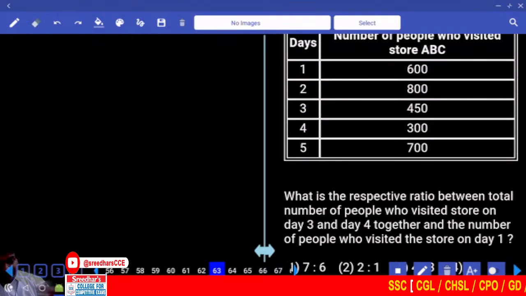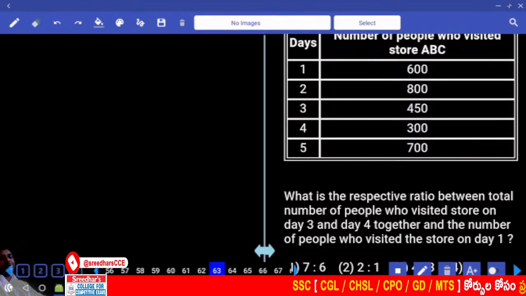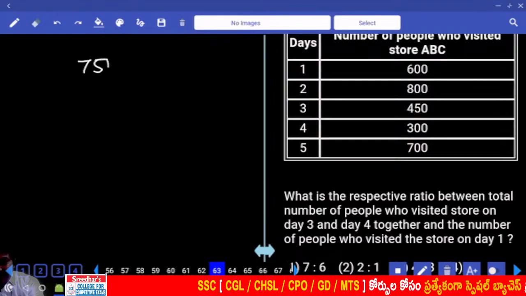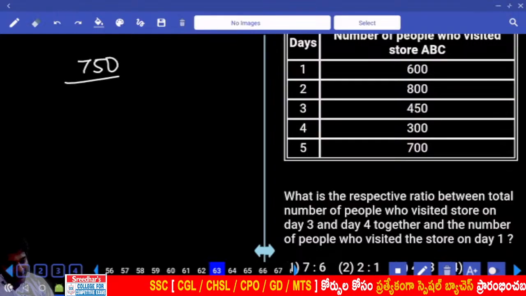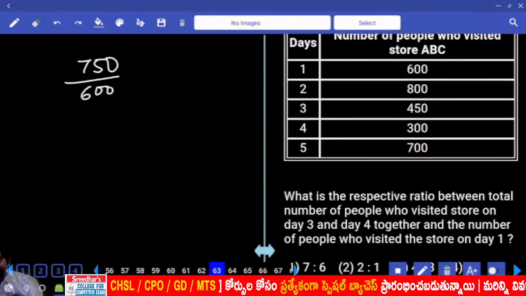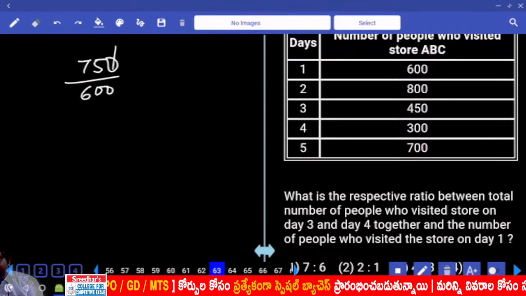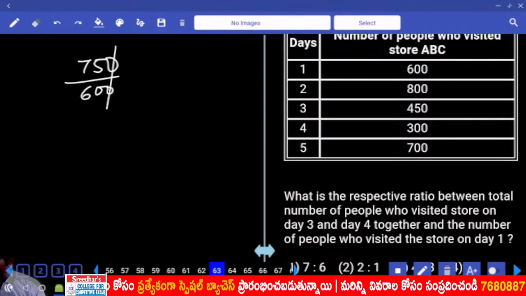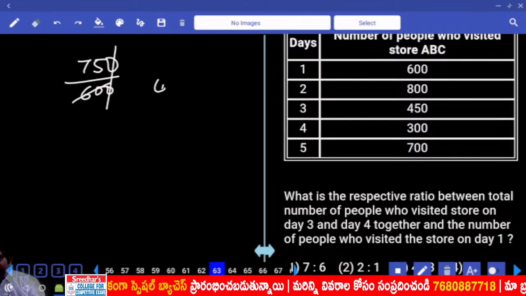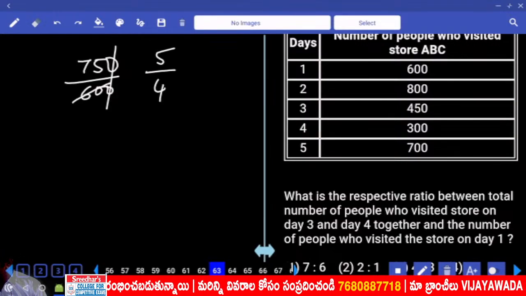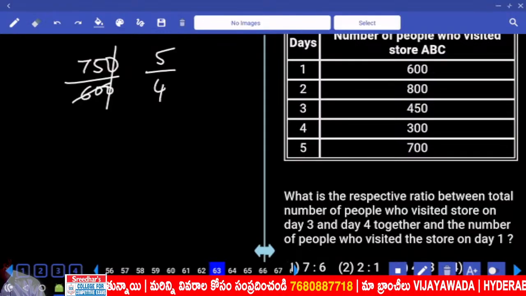What is the respective ratio between the total number of people who visited the store on day 3 and 4 together? Day 3 and 4 together, 750. And people who visited the store on day 1, 600. Correct? Now 0, 0 cancel. Difference between numerator and denominator. 15, denominator how many times? If denominator is 4, numerator will be 5. 1 time more. Correct?